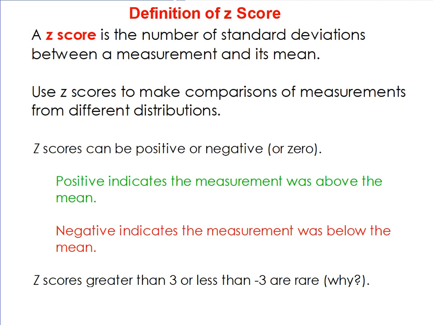Z-scores greater than 3 or less than -3 are very rare. The reason is that we've got numbers that are extremely large or small. They're kind of in the no man's land, a really small part of that curve.